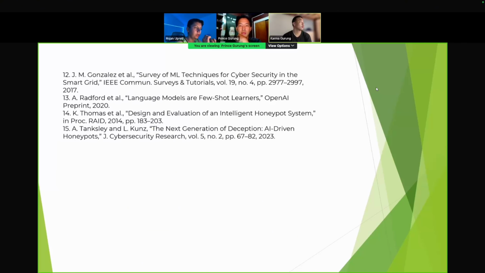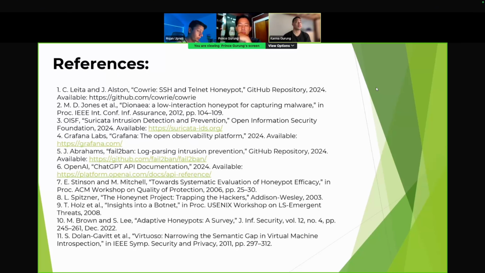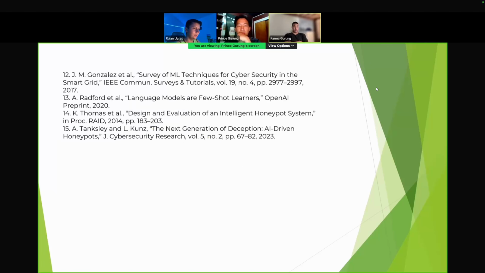So here are some of the references. As we were writing all of these papers, we tried our best to get the references from reliable sources, like Google Scholar. If you look at them, most of them are from papers published in IEEE. So most of what we found out is from very reliable sources. So yeah, this is our presentation for the research project.